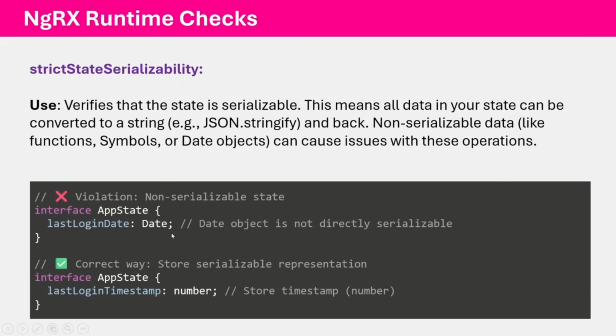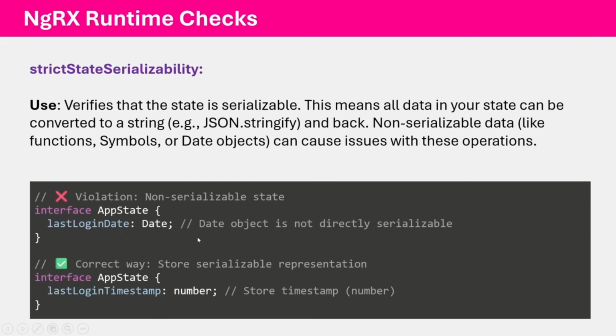Now the solution would be to, instead of storing the date, store the timestamp for that date. I hope you already know what a timestamp is. A timestamp is basically the date and time in milliseconds. So a timestamp is nothing but a numeric value, and numeric values are serializable. So instead of storing a date and time value, we can store the timestamp of that date and time in the state, so that the state can be serialized.